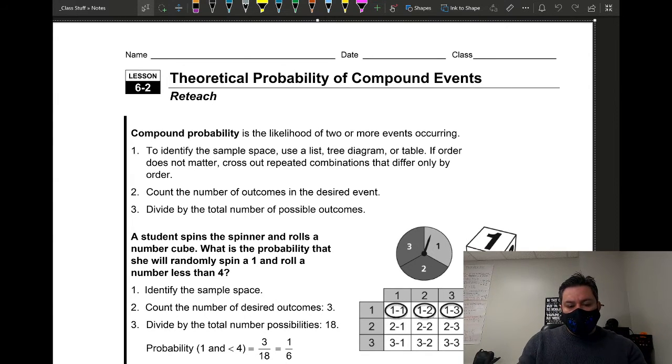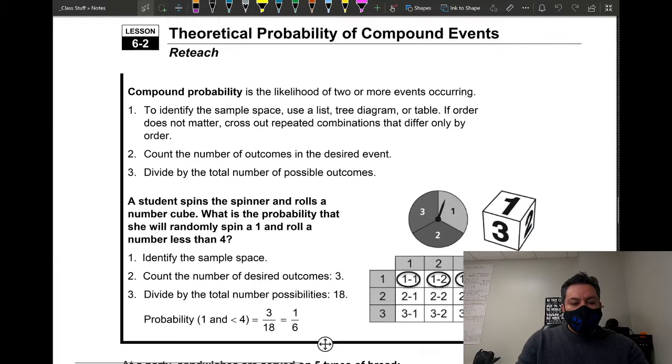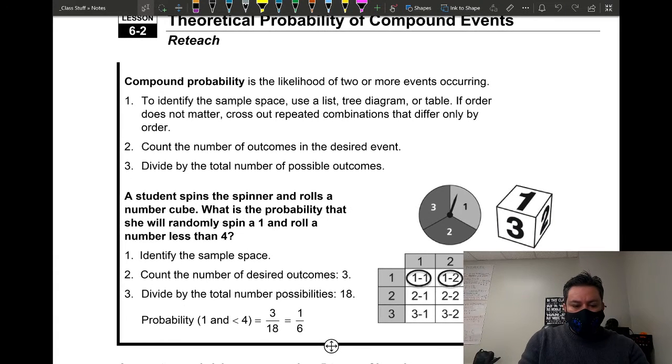And now let's go ahead and get started. It says, compound probability is the likelihood of two or more events occurring. So you're going to be asking yourself, what are the chances of this happening and then this happening also? Let's think about the chances of today raining and also having a hurricane. Those are the two things.